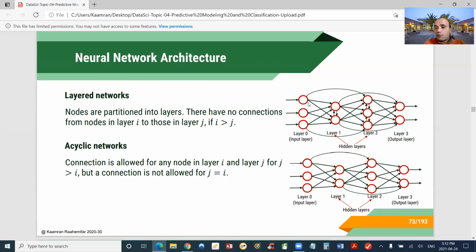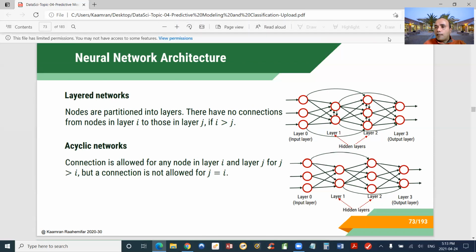Now, in this case, if you take a look, this one is connected to this as well. This one is connected to this. This one is connected to this. And as you can see, these two are actually connected. So there are no connections from nodes in layer I to those in layer J if I is greater than J. So I don't have a connection in this example.